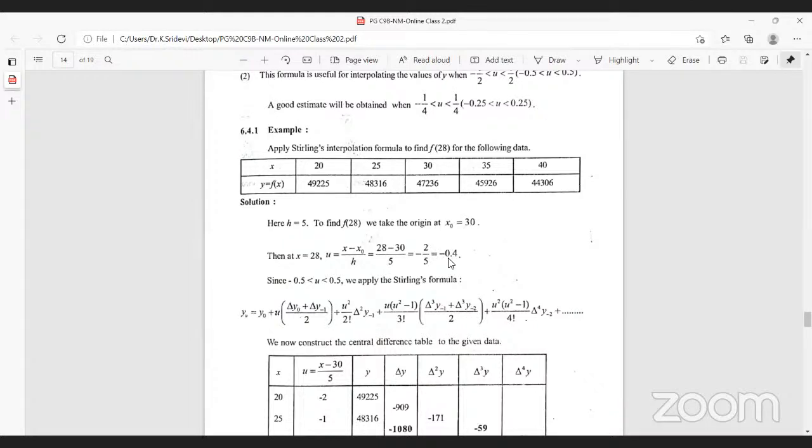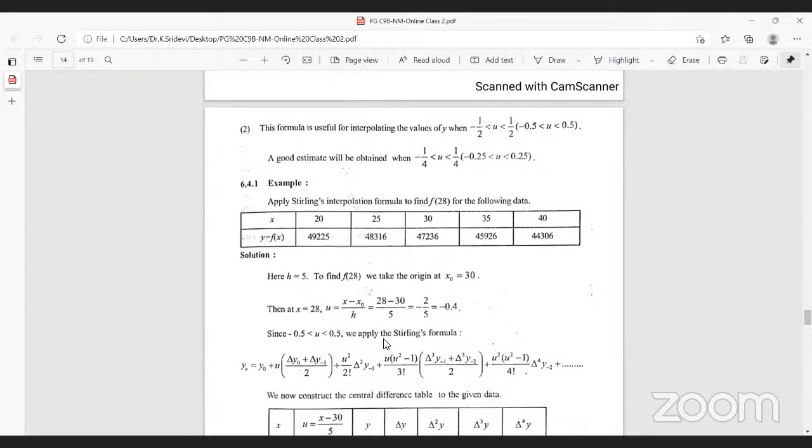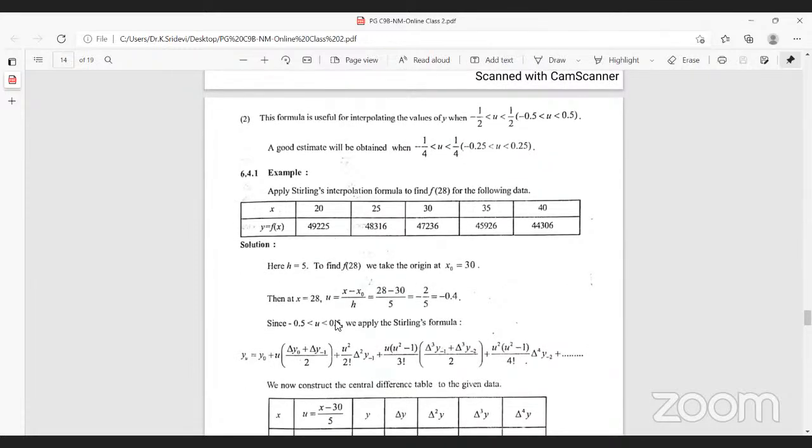So it does not lie between 0 and 1. It does not lie between minus 1 and 0. Sorry, which one does it lie between? It lies between minus 0.5 and 0.5. So we can use this formula to get better accuracy. So now apply the Stirling's formula, this one.